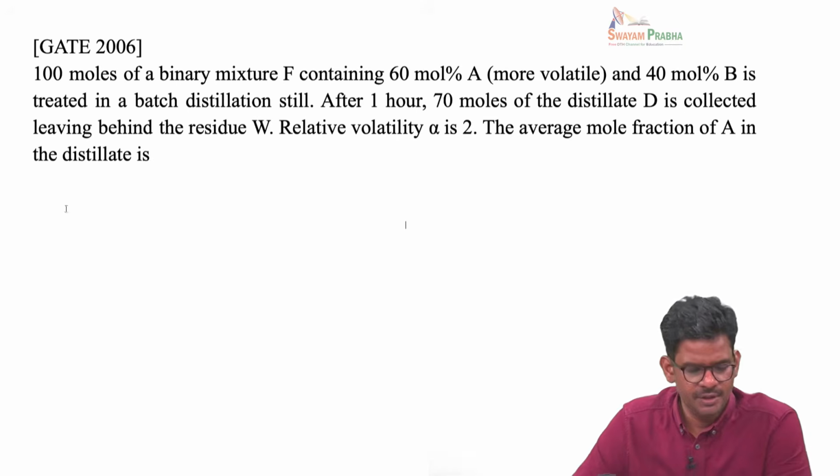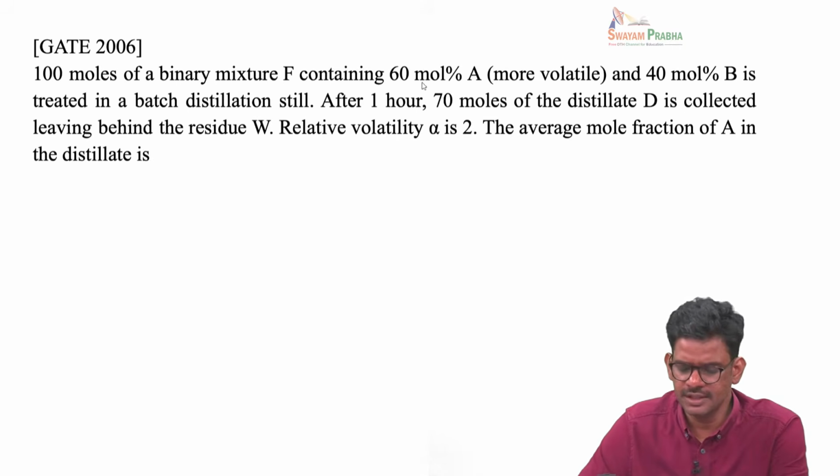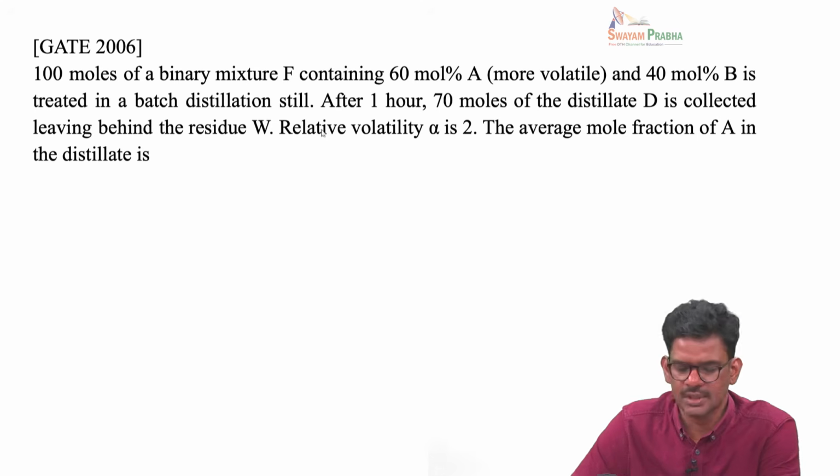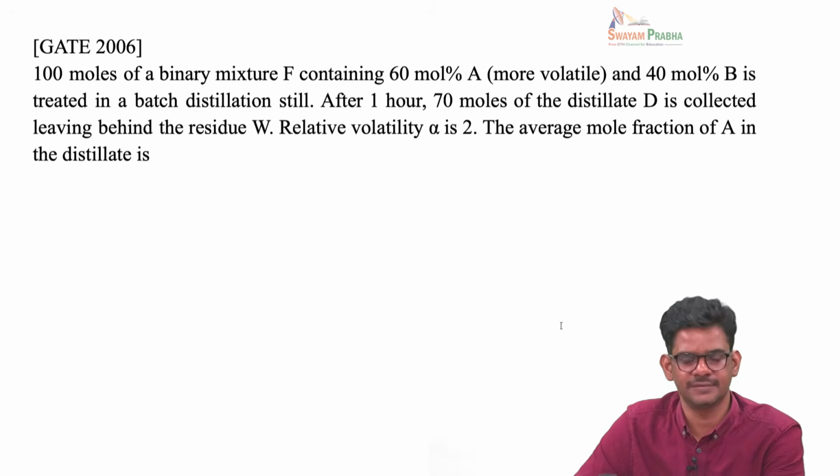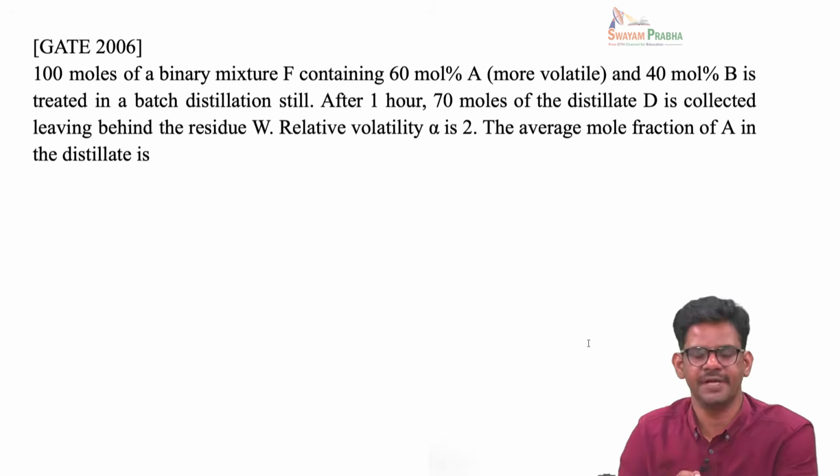So in this problem, 100 moles of a binary mixture containing 60% of A and 40% of B is treated in a batch distillation still. After 1 hour, 70 moles of the distillate is collected, leaving behind the residue W. The relative volatility is 2. The average mole fraction of A in the distillate is to be obtained.